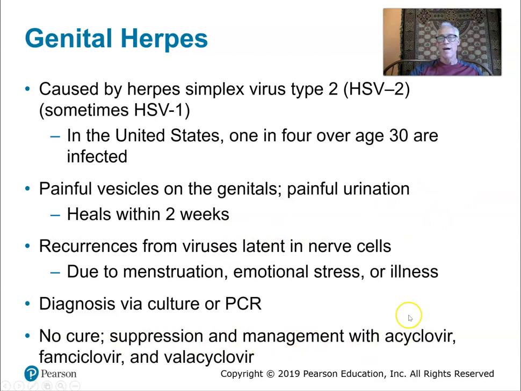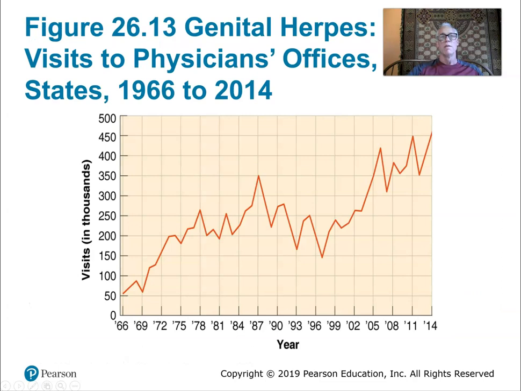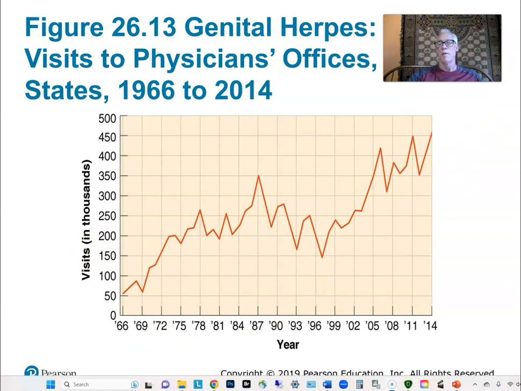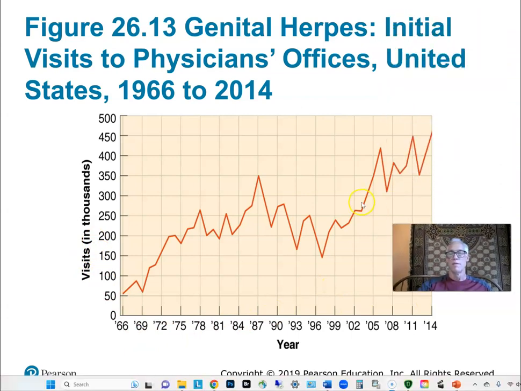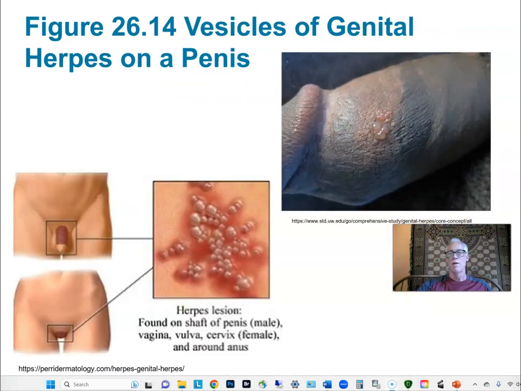There's no cure. Acyclovir is used to combat the viruses when there's a flare-up. There's a couple of variations on acyclovir that help. Those are antiviral drugs, as you know. And you can see what's happening to the number of doctor's visits for genital herpes, going up and up and up steadily, pretty much. It's kind of noisy, but it's a general upward trend since the 1960s. Not sure exactly why that is.